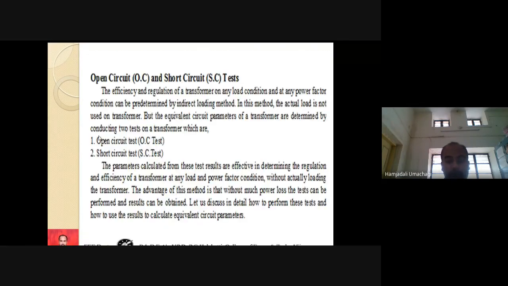Okay, now, the equivalent circuit parameters of the transformer are determined by conducting two tests on the transformer. One is open circuit test, in short we call it OC test. Another is short circuit test, in short we call it SC test. The parameters calculated from these test results are effective in determining the regulation and efficiency of a transformer at any load and any power factor condition. So the specialty of this experiment is that without connecting any load, I can estimate the efficiency and regulation, and that too for any power factor condition.